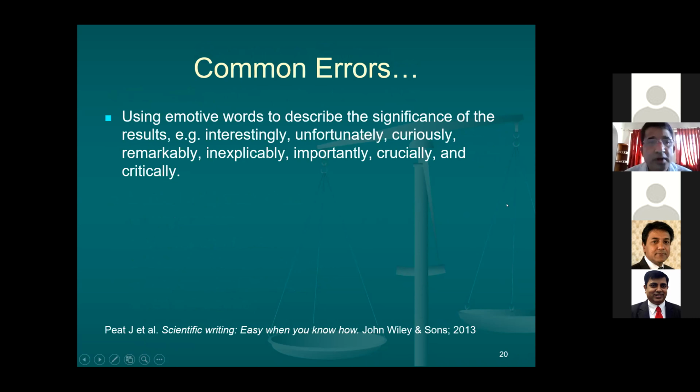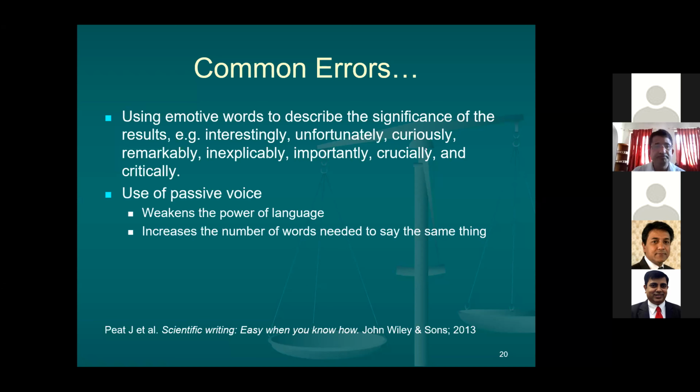This is also important: using emotive words to describe the significance of the result, like interestingly, unfortunately, curiously. These things are for the novel writer, not for us. We are scientists, we write facts. So all these emotional words should not be written in the result section.